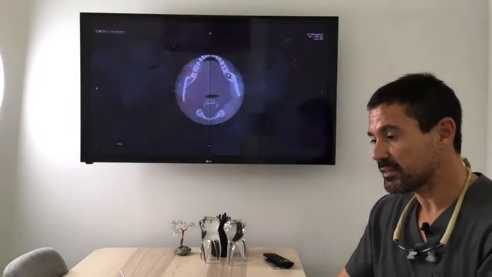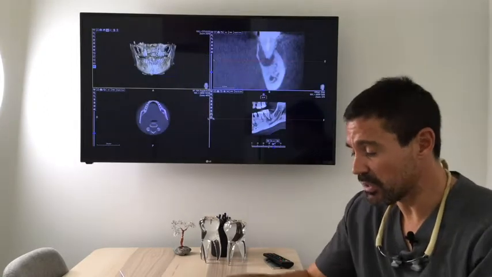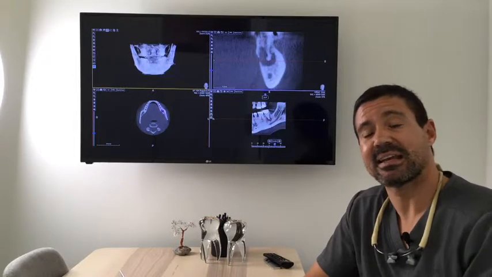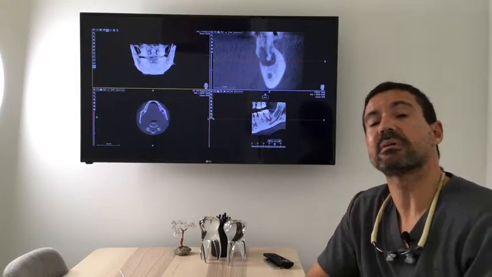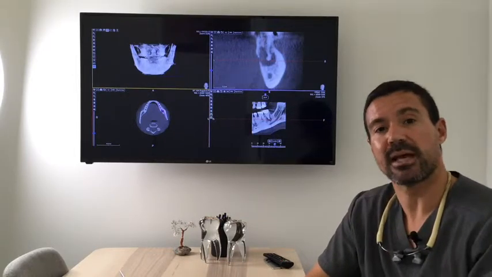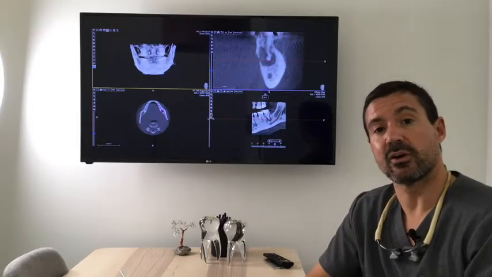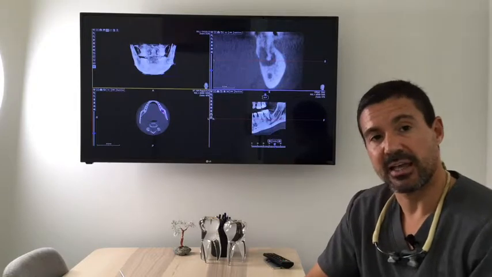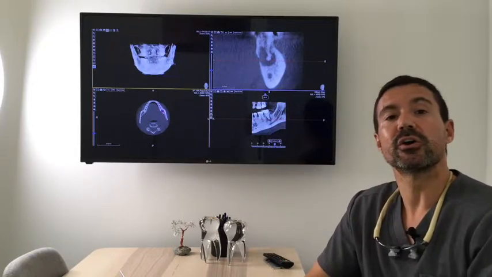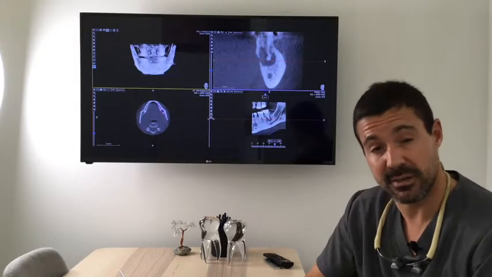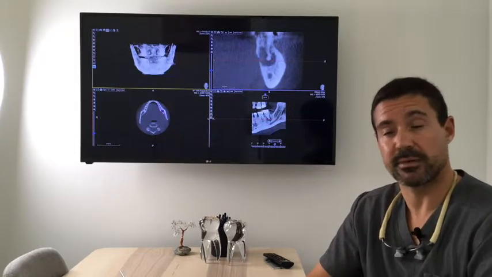But this basically represents the importance of understanding the use of the CBCT, not only for implant planning, but also for diagnosing, also for measuring, and also for being confident and safe whenever you are going to perform a surgery. So CBCT, please, mandatory for a lot of things, not only for implant planning.